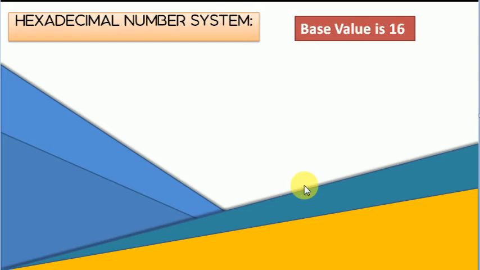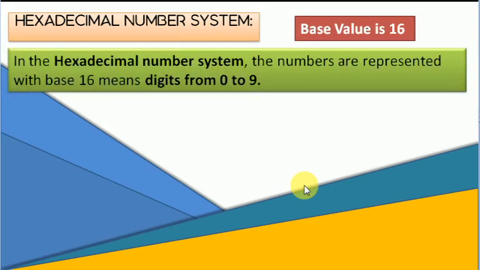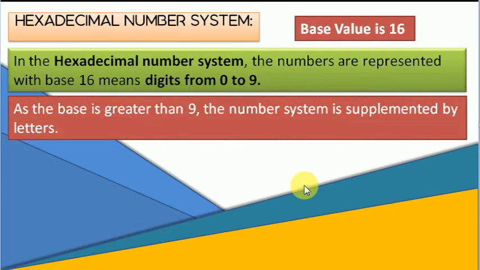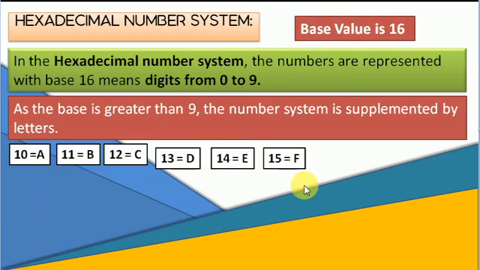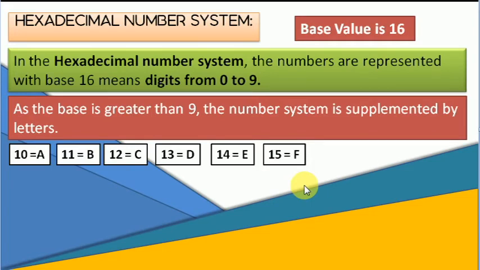That is 16. So in a hexadecimal number, the numbers are represented with base 16, meaning digits from 0 to 9. You already know that numbers from 0 to 9 are going to be there. So what about the next numbers? That is 10, 11, 12, 13, 14 and 15. The numbers greater than 9, that is 10, 11, 12, 13, 14 and 15, are represented by letters like this: 10 is A, 11 is B, 12 is C, 13 is D, 14 is E, 15 is F.